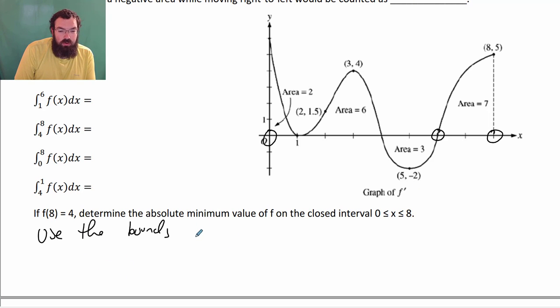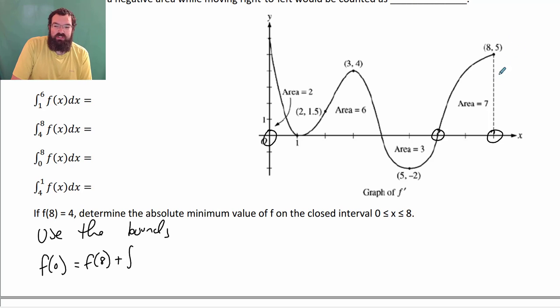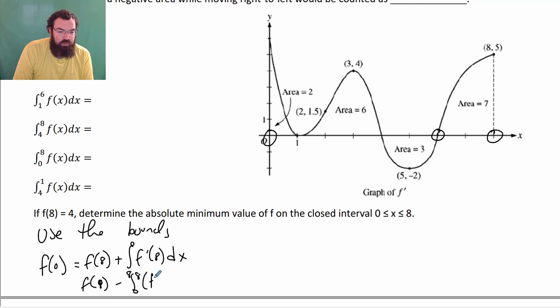Now I need to find f of 0. So f of 0 is equal to f of 8 plus, I have to go backwards. The only value I'm given is f of 8 right here, so I have to find the area backwards. So I'm going from 8 to 0 of f prime of x dx. Another way I can write that is f of 8 minus the integral from 0 to 8 of f prime. Oops, I put another parenthesis in there I didn't need, but that's okay.